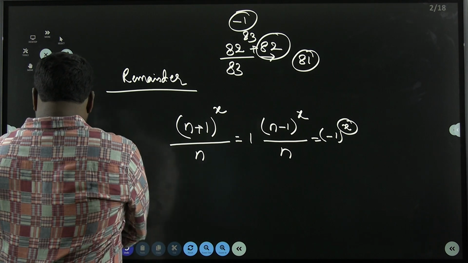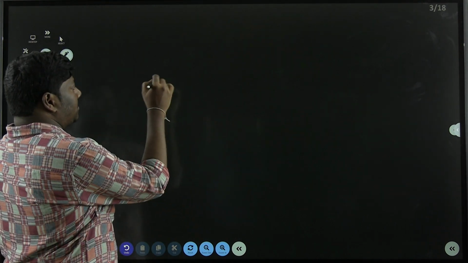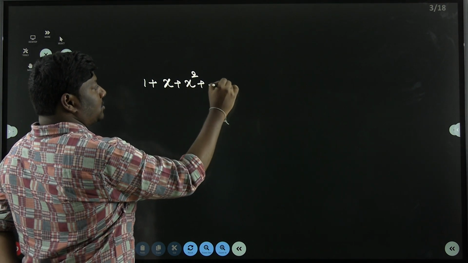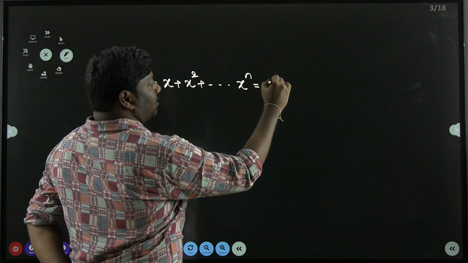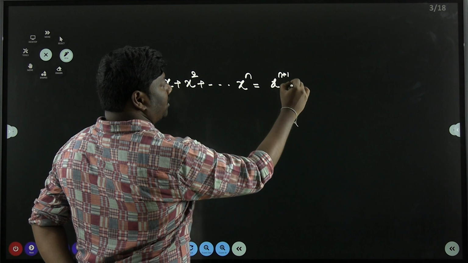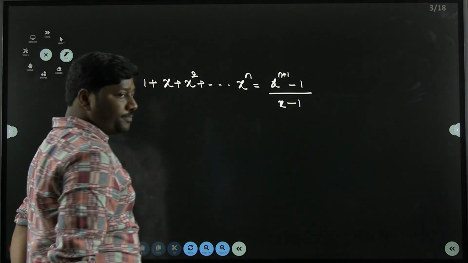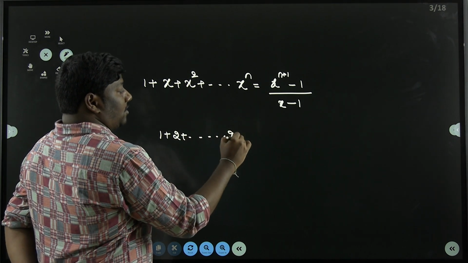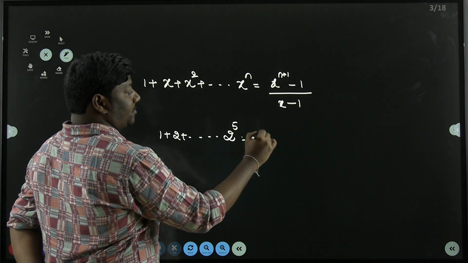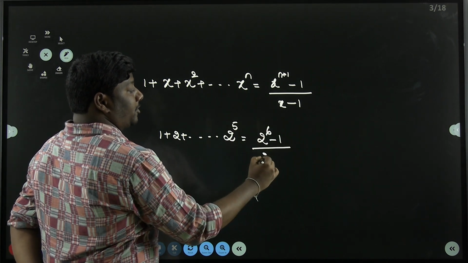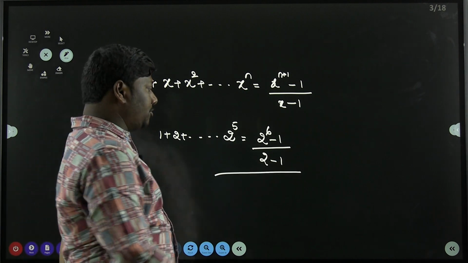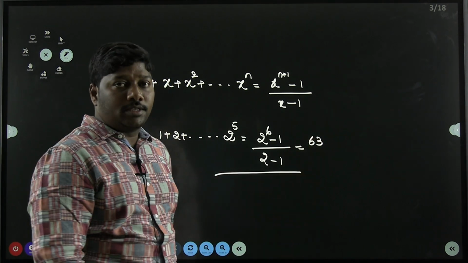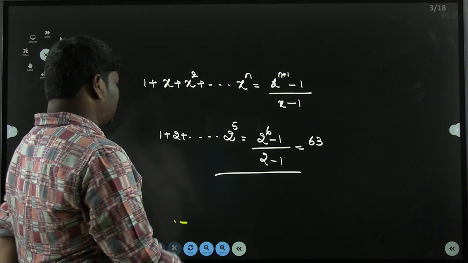And the next one is a question based on a sequence which is 1 plus x square, and so on up to x to the power of n. You know the formula is x to the power of n plus 1 minus 1 divided by x minus 1. Simply, if it is 1 plus 2 plus and so on up to 2 power 5, then you can say 2 power 6 minus 1 by 2 minus 1. So, 2 power 6 is 64, minus 1 is 63, by 2 minus 1 which is simply 1. So, remember this formula.